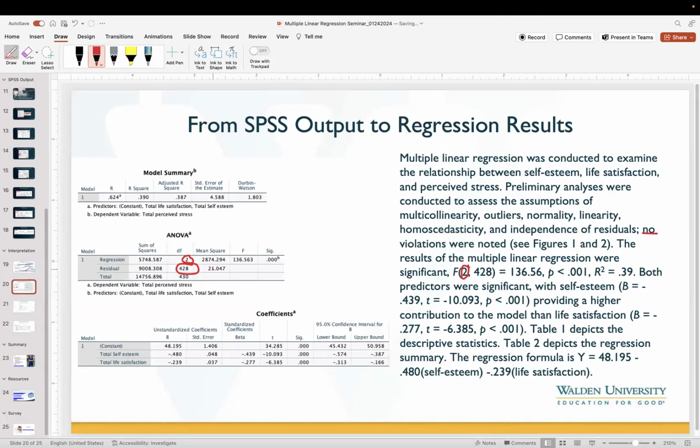Other very helpful information: I need some indication of the sample size. For multiple regression, the sample size is really the 428 plus the 2, which is 430. So we know that the sample size was 430. Does everybody see that? So right now, just by looking at F, 2 and 428, I can say multiple regression, 2 predictive variables, 430 samples. Do you see that? Already, just from that, I can turn that into English that I can understand.